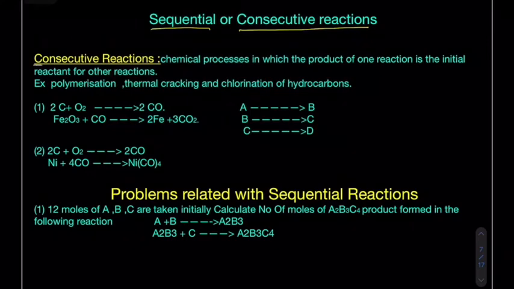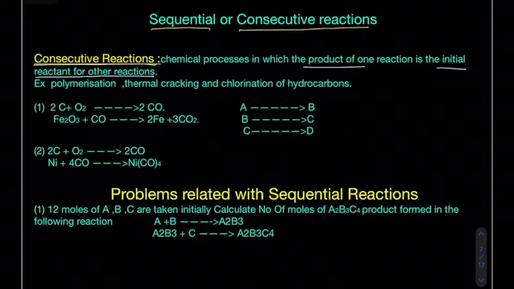Consecutive reactions are those reactions in which the product formed in one reaction itself acts as a reactant for the next reaction. That means in these consecutive reactions, more than two reactions occur. In one reaction, the product formed itself acts as the initial substance for the next reaction.